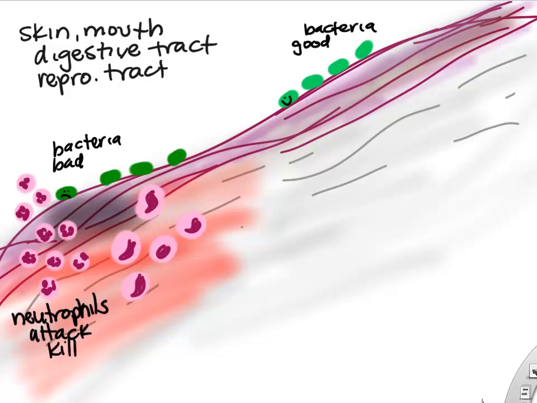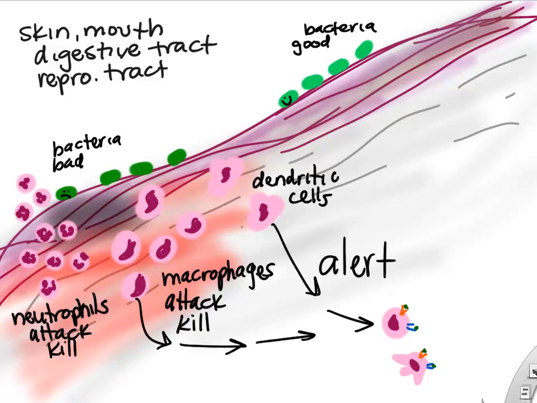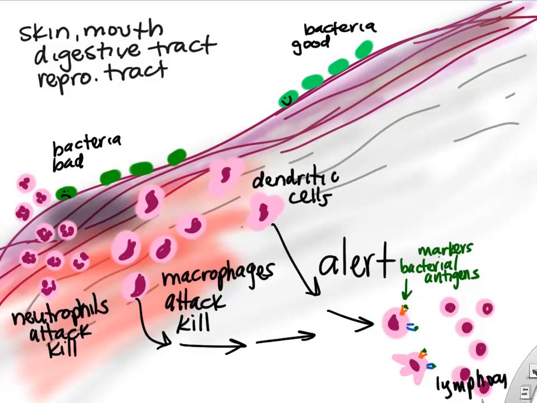Tissue macrophages can ingest the bacteria, killing them. The tissue macrophages, in addition to killing the bacteria, will also work with dendritic cells to ingest the bacteria and then take those bacterial markers and migrate around the body to various lymph nodes. And so by showing the bacterial markers or antigens to all the little lymphocytes, hopefully the right lymphocytes that are genetically programmed to respond to this bacteria get activated. So the B cells and the T cells get activated.